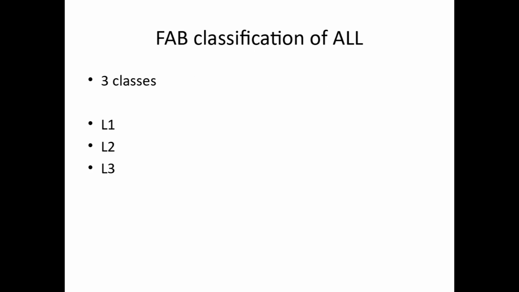ALL again is classified by both WHO and FAB. The FAB classification is easy to remember in ALL. Three classes are there: the first is L1, the second is L2, and the third is L3. Remember, in AML we had 8 classes starting from M0 till M7. Here it is starting from L1 and ending at L3, 3 classes.